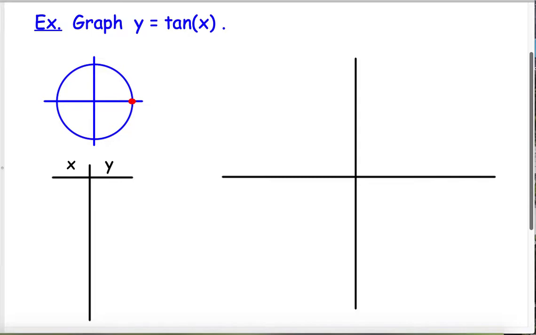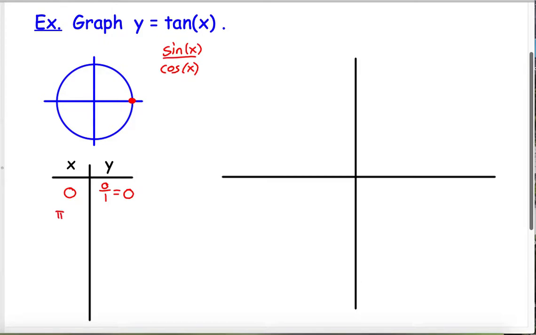Now remember, the x and y in my table represent the x and y on my Cartesian coordinate system, not the x and y points on my unit circle. So the x is going to refer to the angle, and the y is going to refer to the value of the tangent. And we know tangent is sine over cosine. So at 0 degrees on the unit circle, we know the sine is 0 and the cosine is 1. So the tangent, therefore, will equal 0.